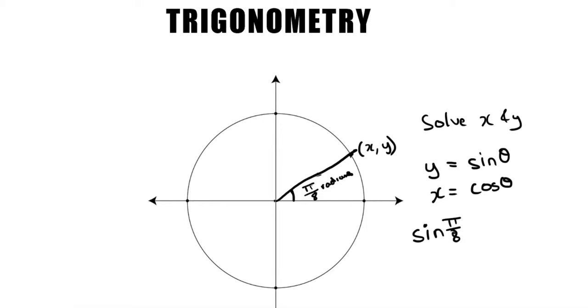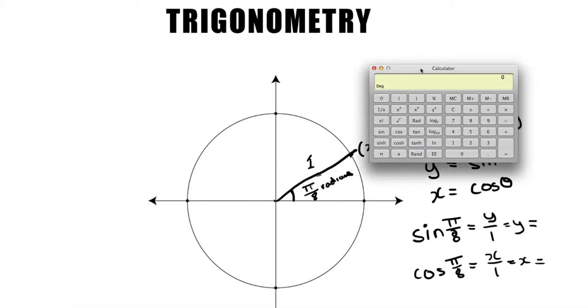So sine of pi over 8 is going to be equal to the y coordinate. If you use SOHCAHTOA, then it's opposite over hypotenuse, and remember the hypotenuse is the radius of the circle, which is just going to be 1. So that's just y over 1, or y. Similarly, the cosine of pi over 8 is adjacent over hypotenuse, which is x over 1, or x. We could solve for these, but we'll need a calculator to do this. So I'm just going to get a calculator out here.